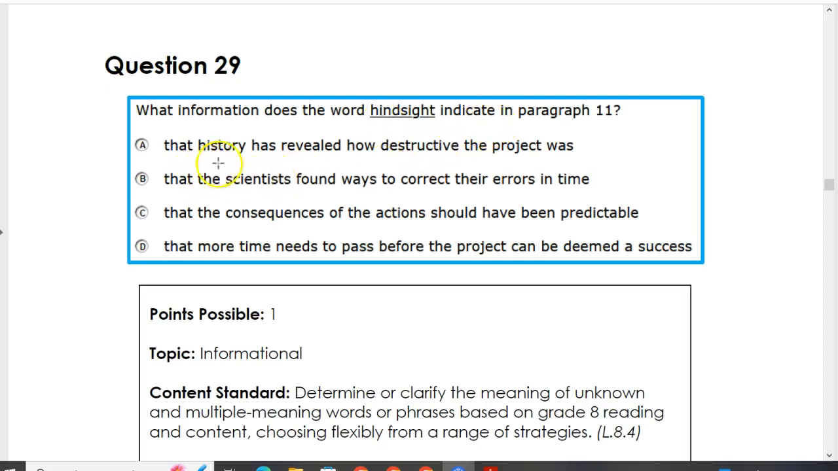A, that history has revealed how destructive the project was? B, that the scientists found ways to correct their errors in time? C, that the consequences of the action should have been predictable? D, that more time needs to pass before the project can be deemed a success?